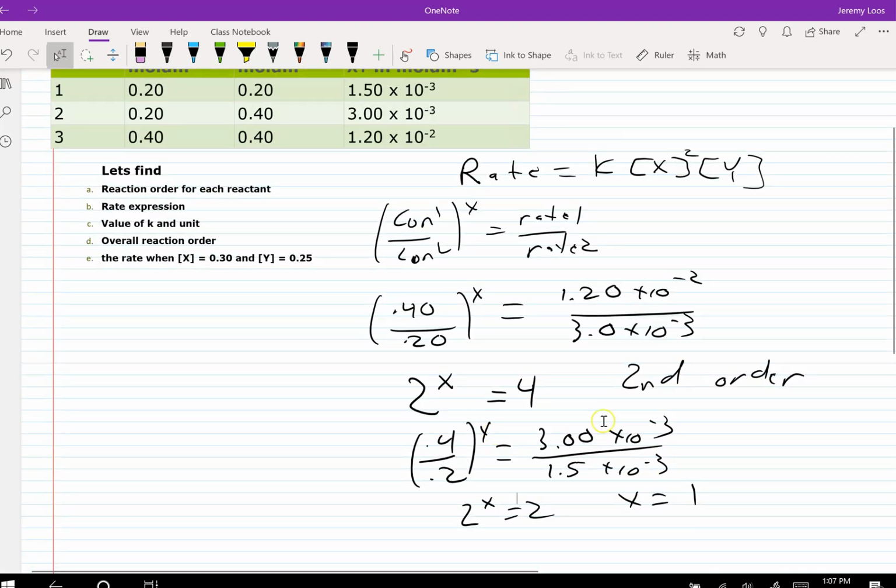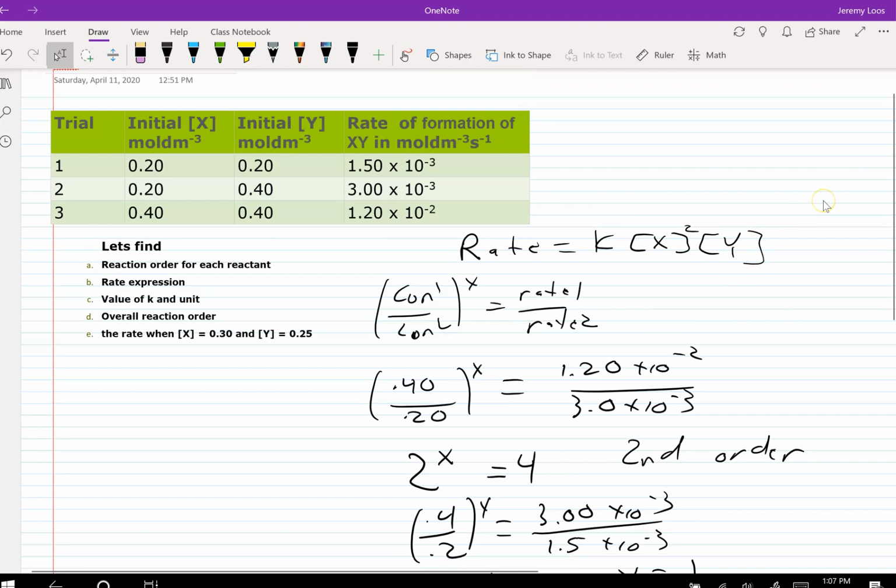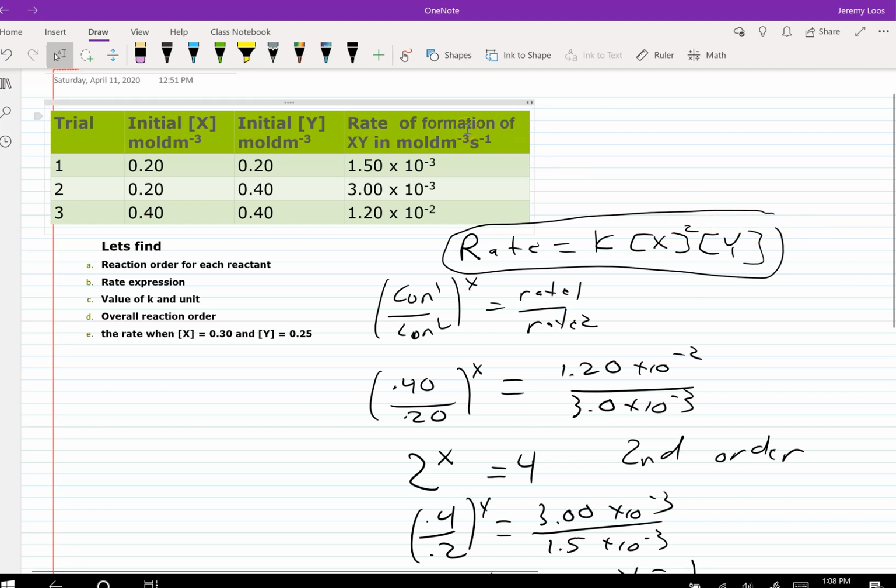Y is first order. I solved for x in this equation. Y is first order. So yeah, you could put a little 1 there, but mathematically that doesn't change anything. So actually we've done A and B. We've found the order for each reactant. X is second, Y is first. The overall order of this reaction would be third. By the way, sometimes people think that these orders have to be different. They don't. They could both be 2, although that would be unusual. They could both be 1 or whatever.